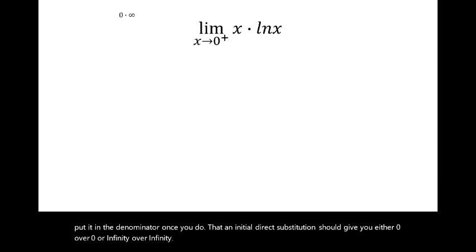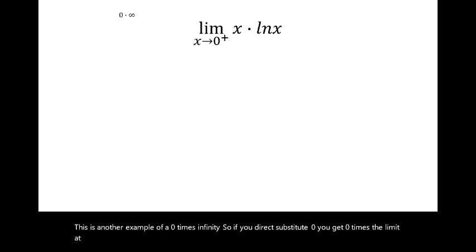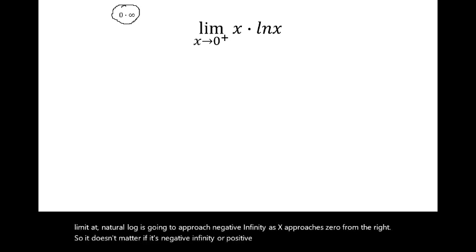This is another example of a 0 times infinity. So if you direct substitute 0, you get 0 times the limit, where natural log is going to approach negative infinity as x approaches 0 from the right. It doesn't matter if it's negative infinity or positive infinity. This is still the 0 times infinity indeterminate form.